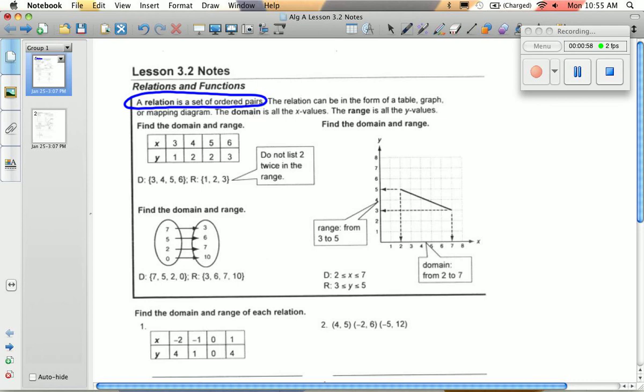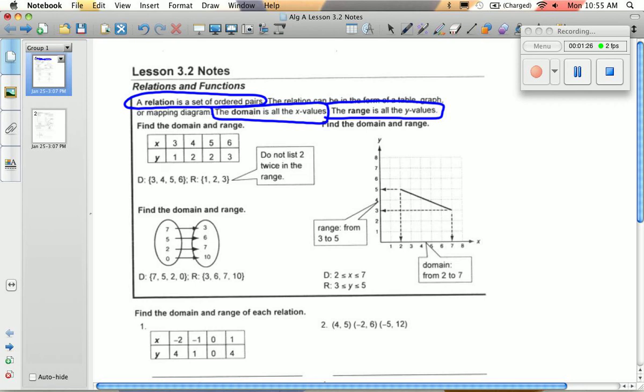So I want you to put a box around domain. The domain is all the x values. So from that relation, we're going to pick out all the x values, and they are going to become what is known as the domain. And the range, you can put another box around that one, the range is all the y values.